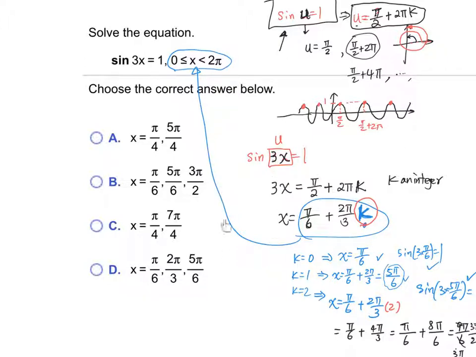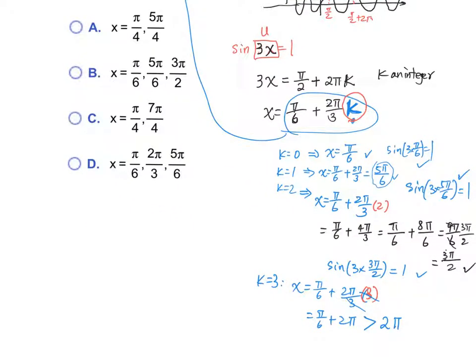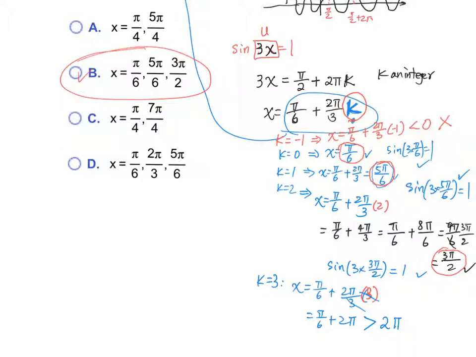One last thing: do you want to try k equals -1? Let's see. If k equals -1, you get x equals pi over 6 plus 2 pi over 3 times -1. It turns out to be less than 0, so this is something we don't want. With that, you can see that we have 3 solutions. One is pi over 6, the other one is 5 pi over 6, and the last one is 3 pi over 2. This is my solution. So this is it.